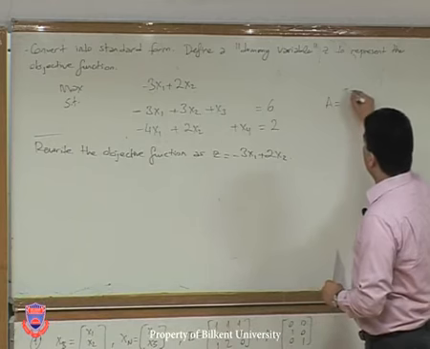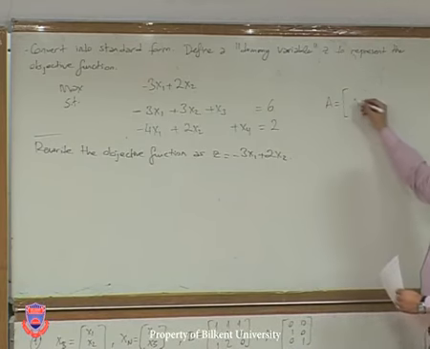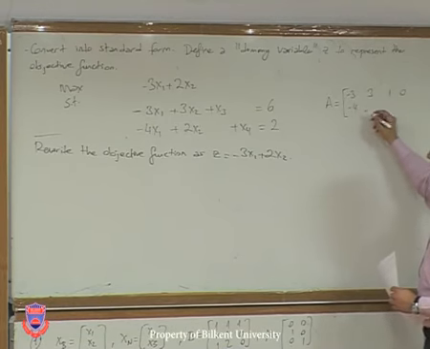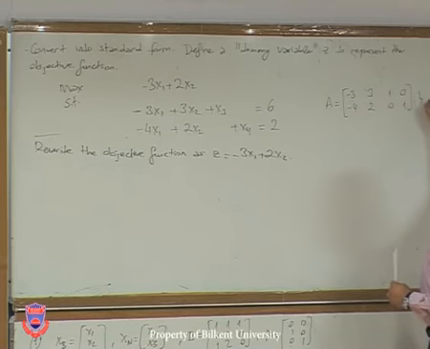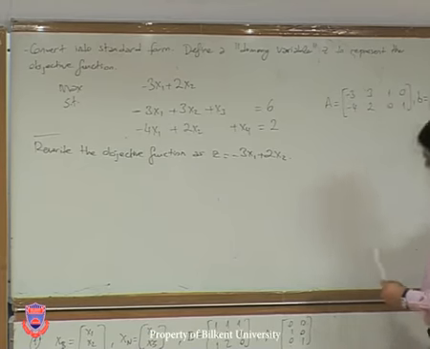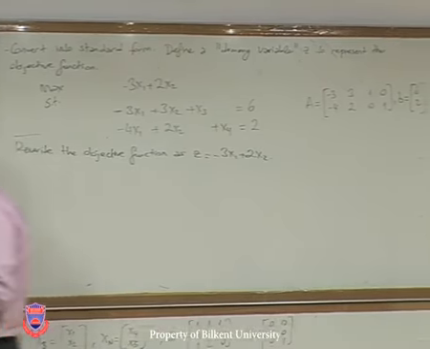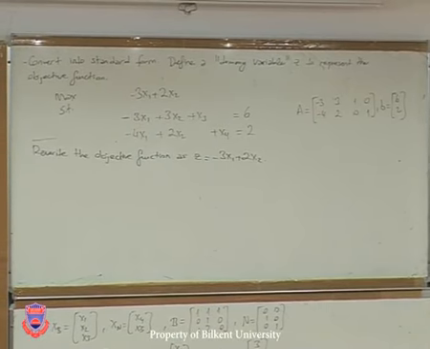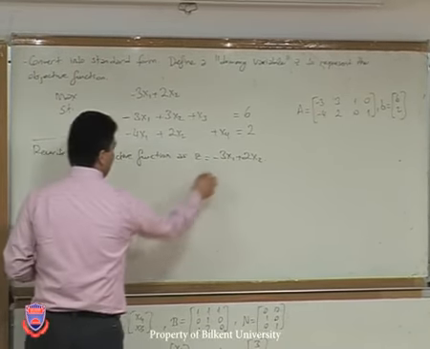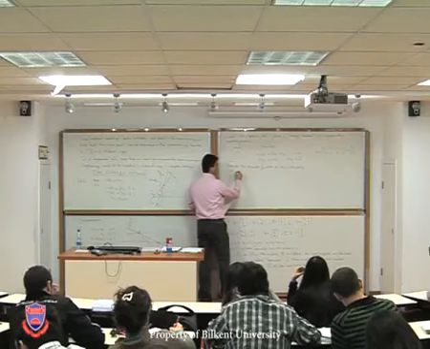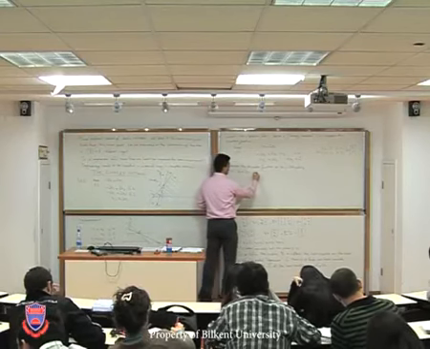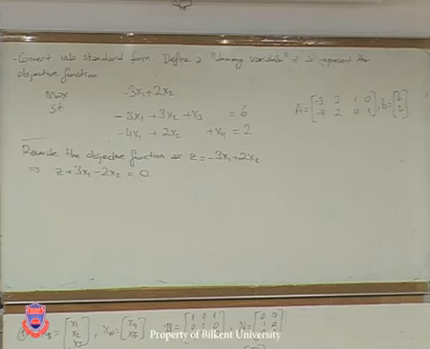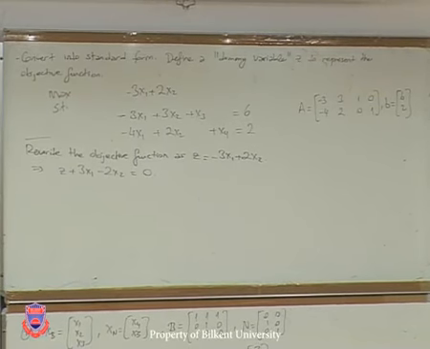Now, what is my A matrix in this case? So if I look at this example, I have minus 3, 3, 1, and 0 as the first row. And the second row is given by minus 4, 2, 0, and 1. And my little b is given by 6 and 2. Okay? So then what I'm going to do is put everything on the left-hand side in this new equation. As a result, I have z plus 3x1 minus 2x2 is equal to 0, right? So that's the same equation.